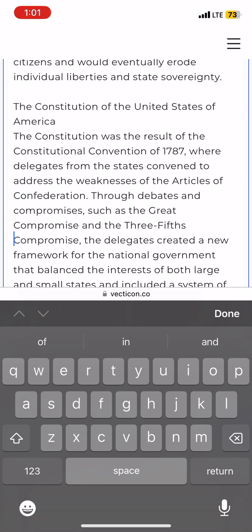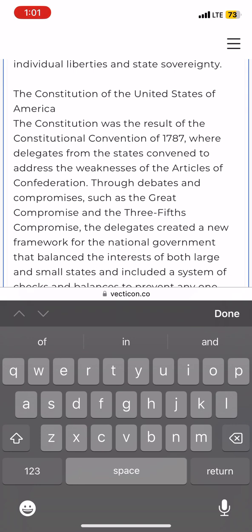The Articles of Confederation. The Articles of Confederation were created during the Revolutionary War to provide a framework for the national government. However, they were intentionally designed to be weak, as the colonists feared a strong central authority. This led to significant problems, such as the inability to levy taxes or regulate commerce, ultimately prompting the need for a new constitution.